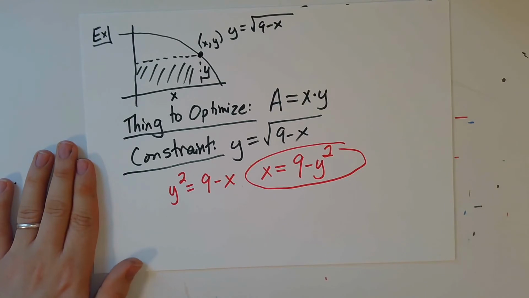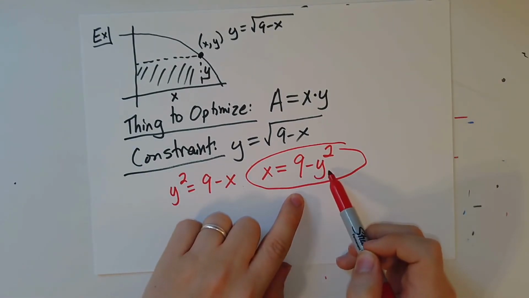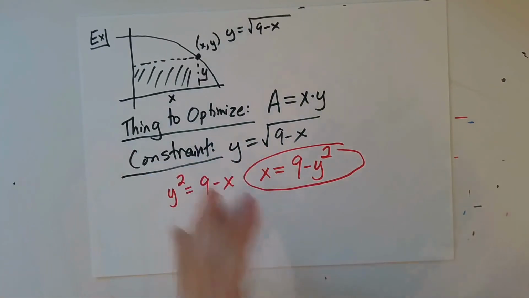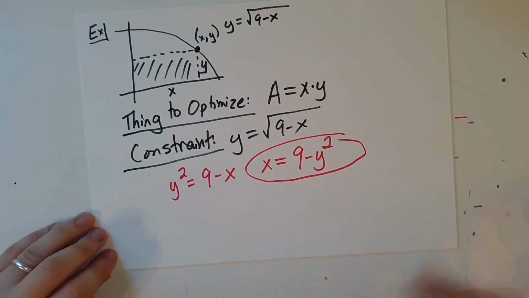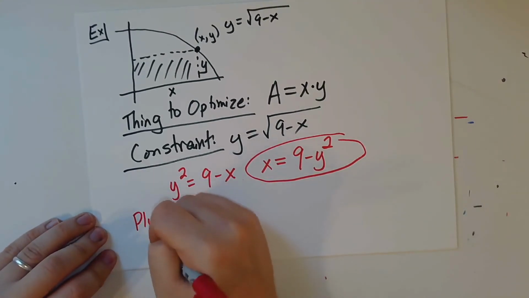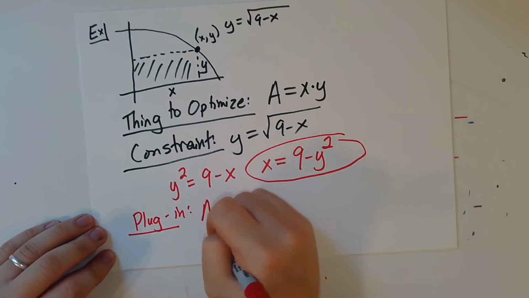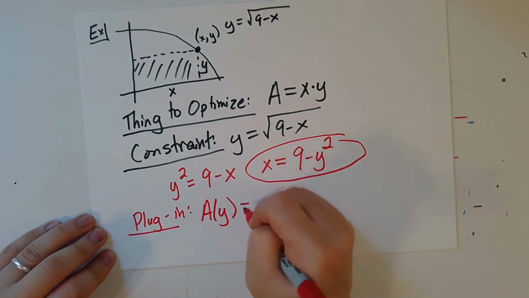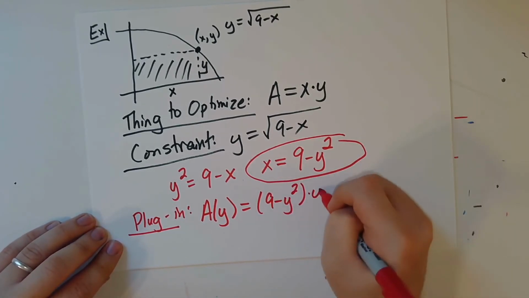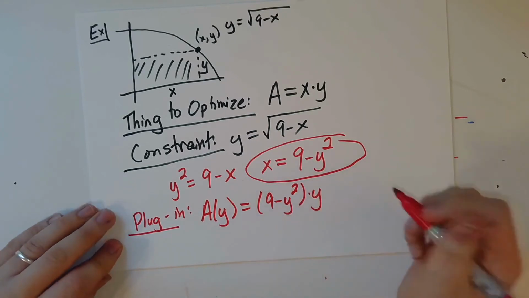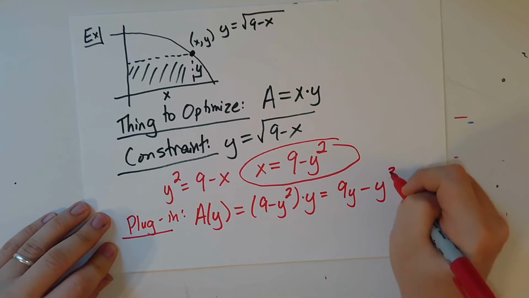That is my thing solved for x. And notice 9 minus y squared is a much nicer formula than square root of 9 minus x, because derivatives of square roots are kind of nasty. Okay, so then I'm going to plug that back in to here, and so I will get that the area as a function of y is 9 minus y squared times y, which is to say it is 9y minus y cubed.